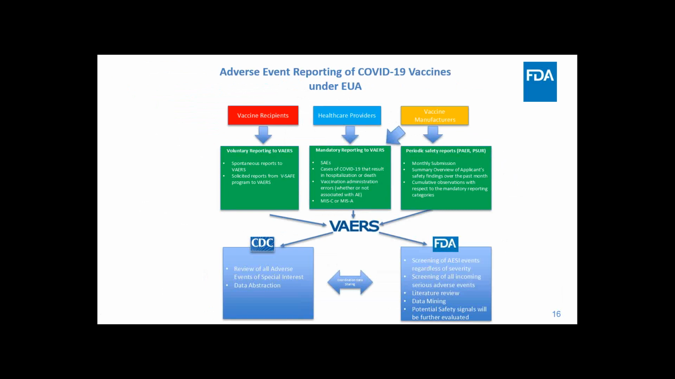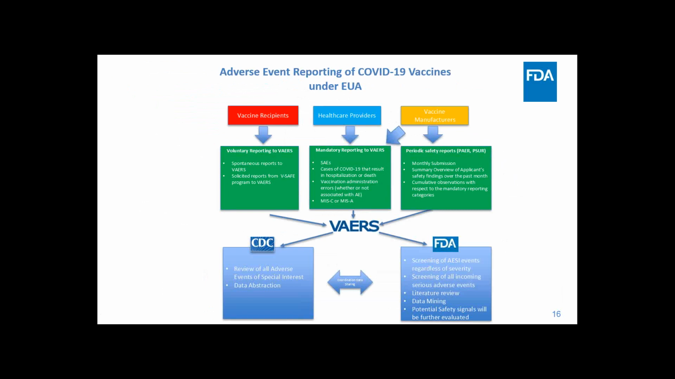So, how did we handle the adverse event reporting with the COVID-19 vaccines? As I'm sure everyone's aware, in the United States, they've been authorized under the emergency use authorization. And so when they were authorized, we did put certain requirements in for reporting. So for vaccine recipients, it's voluntary, and they could submit spontaneous reports to VAERS, but also there's a program called V-safe that we can receive solicited reports.